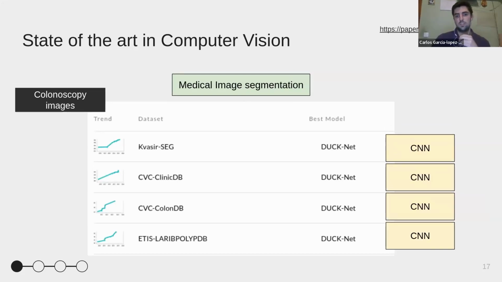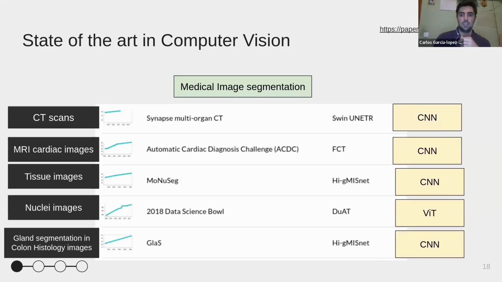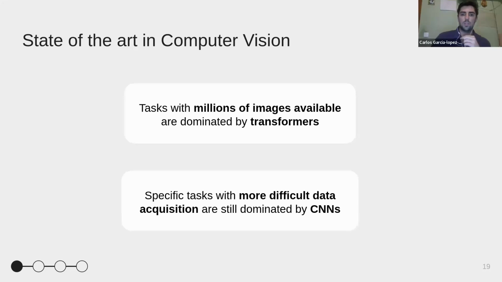But when we get to the state of the art in more niche, more specific tasks, where data is not so available and more difficult to find, we see how, for example, in medical image segmentation, where the concerns of data privacy and all that make it more difficult to share the data, the images, the CNNs still are the kings. So if there are tissue images, CT scans, nuclear images, whatever, the CNNs still take an important part of this field.